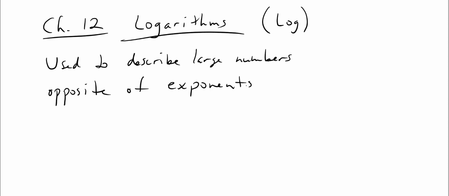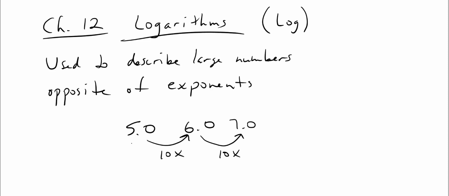Now, where do you even use logs? Probably the best example is if you are talking about an earthquake, and there's something called a Richter scale. The Richter scale is a logarithmic scale. So if I have a 5.0 earthquake, which is a pretty severe earthquake, and then I have a 6.0 earthquake, the difference is not just 1, it's actually 10 times more powerful. And then if I go from a 6.0 to a 7.0 earthquake, that's also 10 times. So to go from a 5 to a 7, that's 100 times more powerful.